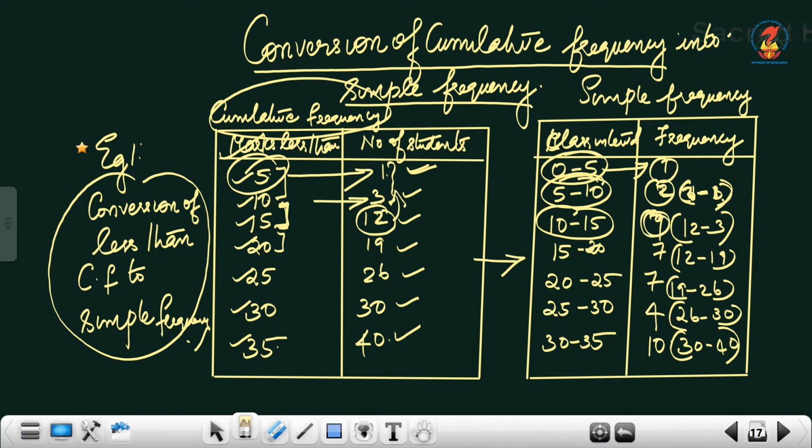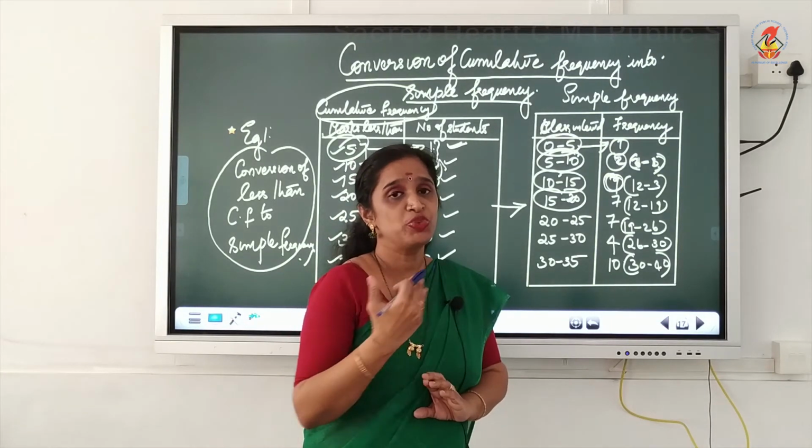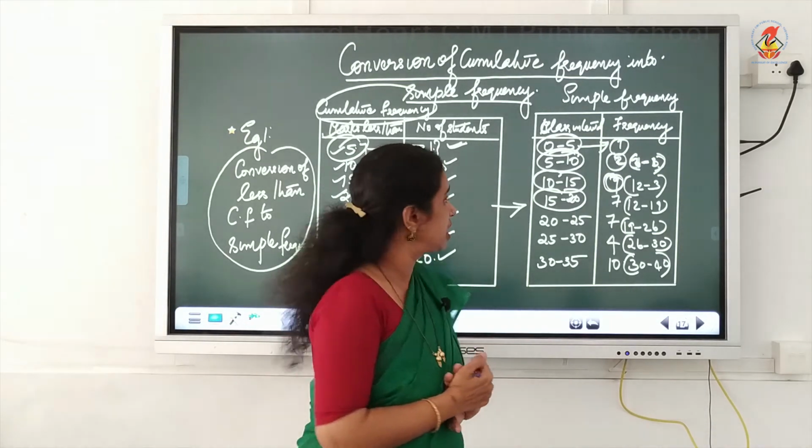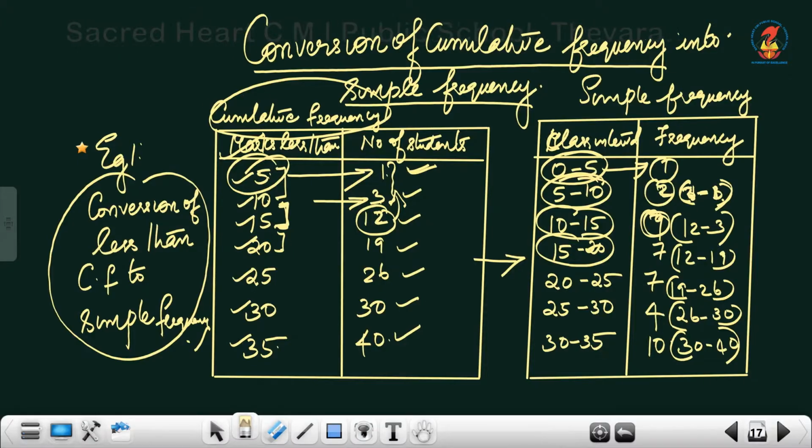Which is the next one? Less than 20 means 15 to 20. In order to get the frequency, less than 20 means the value between 15 and 20. Therefore, the existing cumulative frequency should be subtracted by the previous cumulative frequency. The existing frequency is 19, the previous frequency is 12. 19 minus 12 is equal to 7.